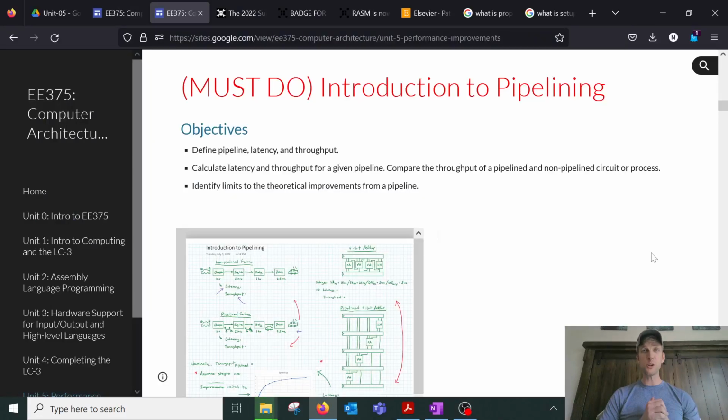Hey folks, this is Major Jones here to give you an introduction to pipelining. So this is the start of Unit 5. We're going to talk about how pipelining and memory caches can help improve the performance of our LC3 computer.